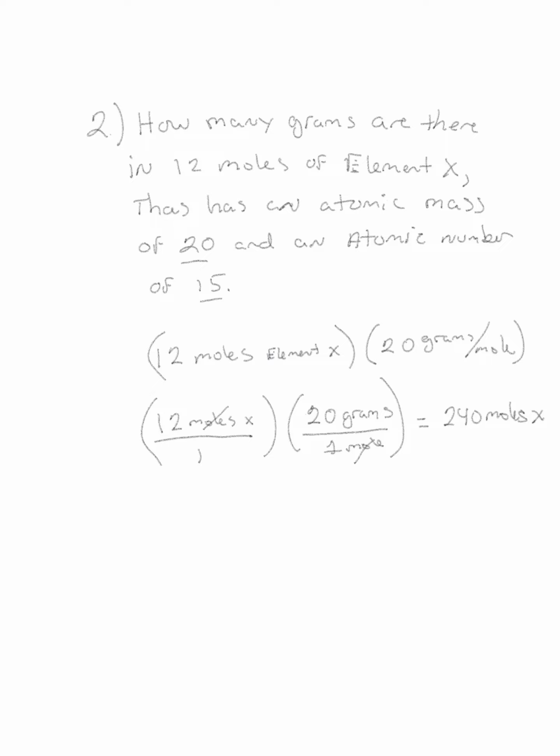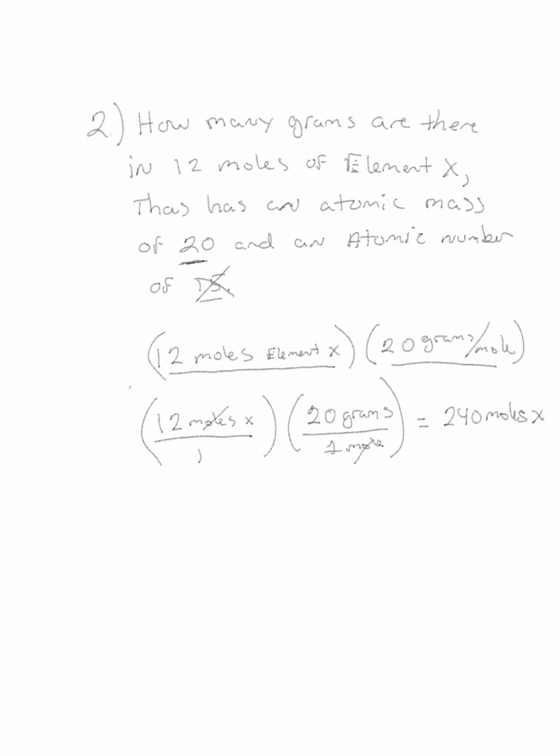Well, whenever we calculate the mass of an element or compound, we're looking at the atomic mass, not the atomic number. So we're going to ignore the atomic number. So I've actually given you more information than you need to know here. So to set this up, we have 12 moles of element X, and we're going to multiply that times the molar mass, which is 20 grams per mole, for element X.